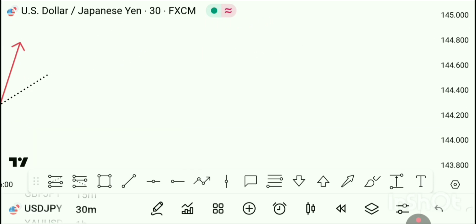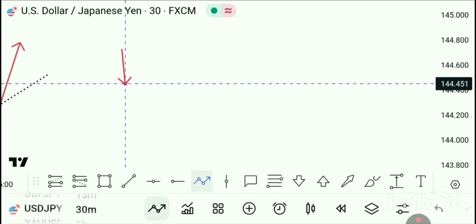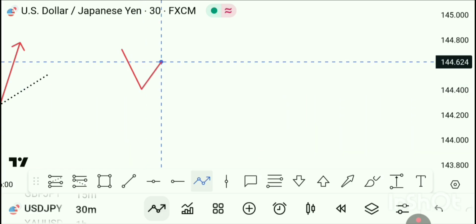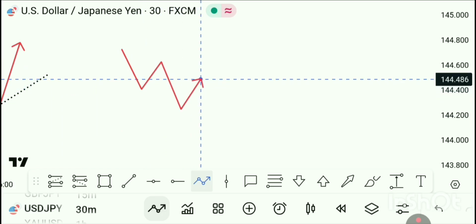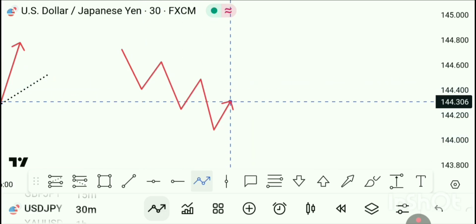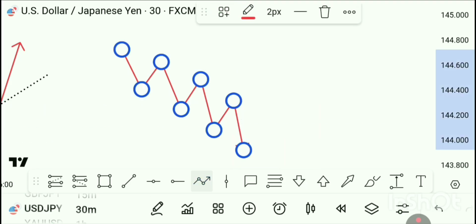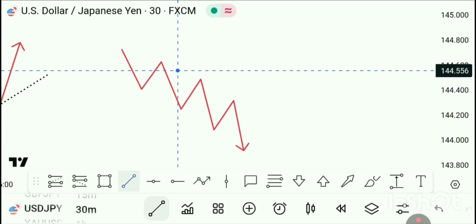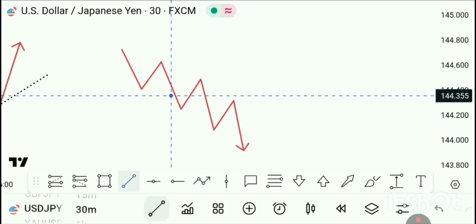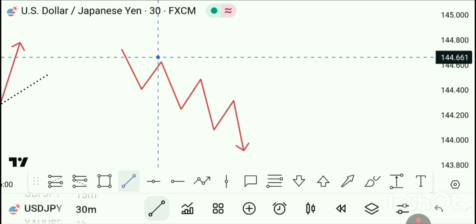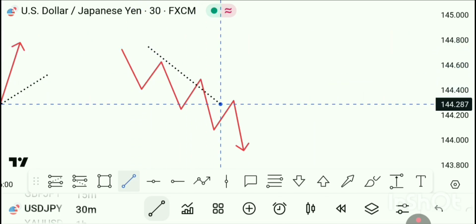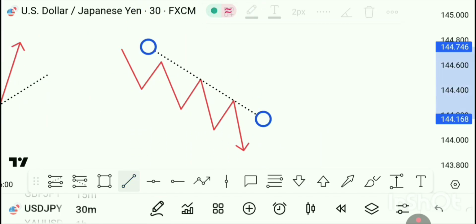Now let's say in a downtrend we have something like lower low, lower high, lower low, lower high, lower low, lower high, lower low. Then you cannot actually get a support level or resistance level in that way. So what do you use? You use a trend line to get your support level.